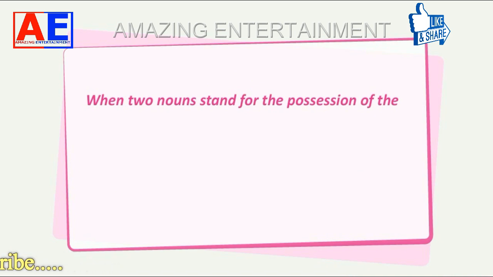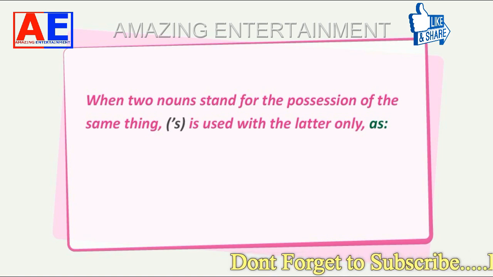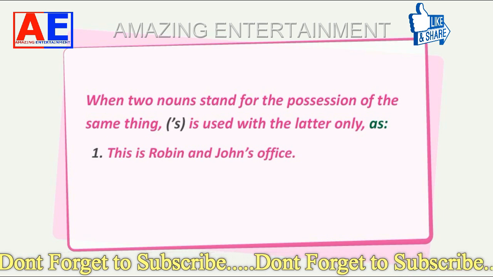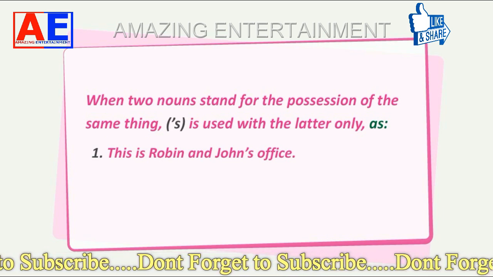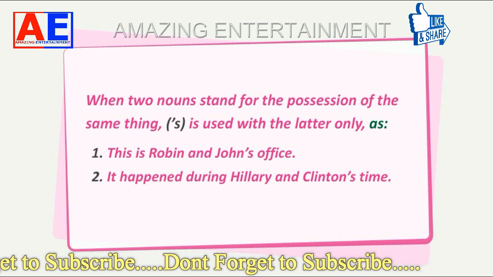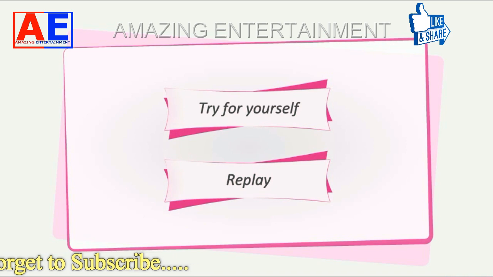When two nouns stand for the possession of the same thing, apostrophe s is used with the latter only. As for example, this is Robin and John's office. It happened during Hillary and Clinton's time. Now, try for yourself.